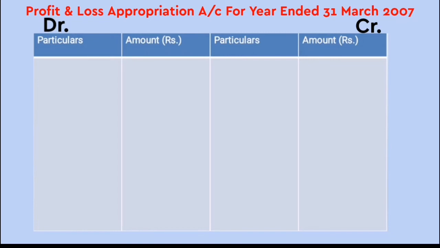So let's start with the preparation of the profit and loss appropriation account. First of all, we will bring down the net profits as taken from the profit and loss account. We'll write it here, by net profits brought down, 2,49,000.